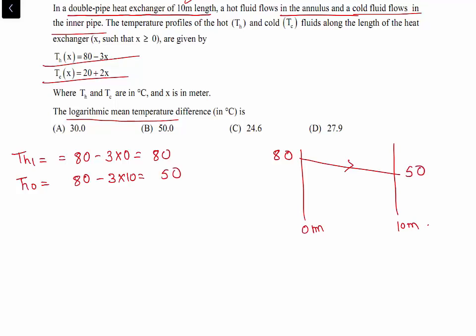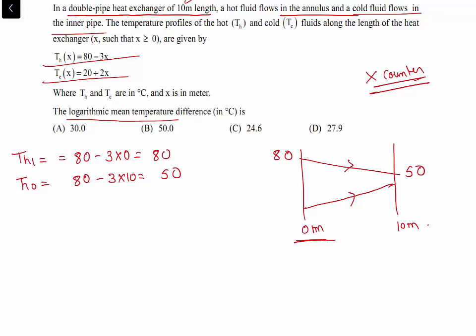Then it is mentioned in the question actually that both the inlets are moving from 0 meter. So that is why it means they are co-current heat exchanger. It is not a counter current, because they have mentioned a double pipe heat exchanger of 10 meter length, hot fluid flows in the annulus and cold flows in the inner pipe. So basically they are moving in the same direction.